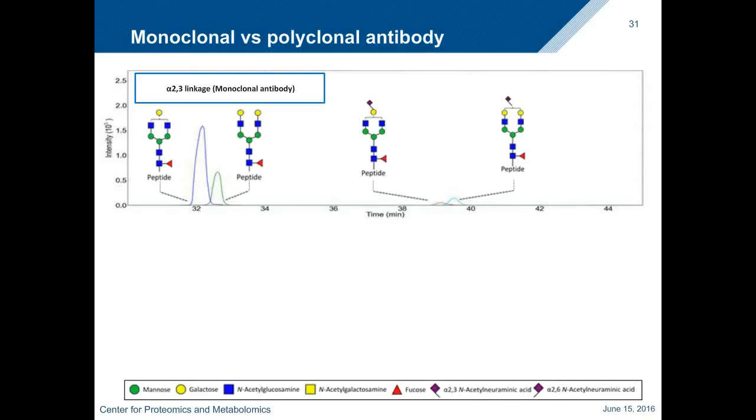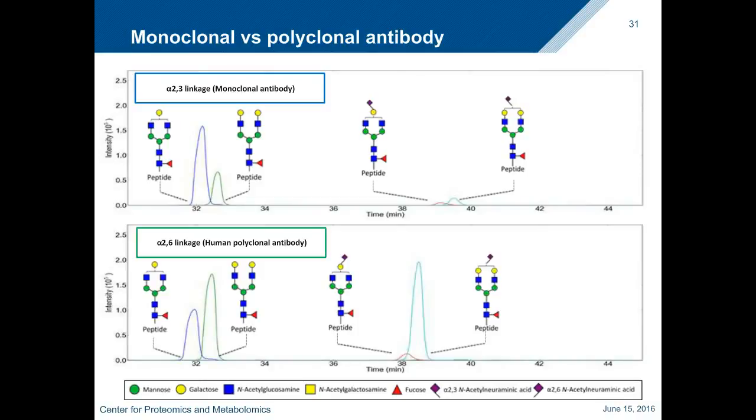But we weren't really done with the linkage separation. So we want to explore it a little bit further. And what we did, we took a biopharmaceutical, a monoclonal antibody, from which we know that if it has sialic acids, they can only be alpha-3 linked. We also took a polyclonal antibody, from which we know it can only have alpha-6 linked sialic acids.